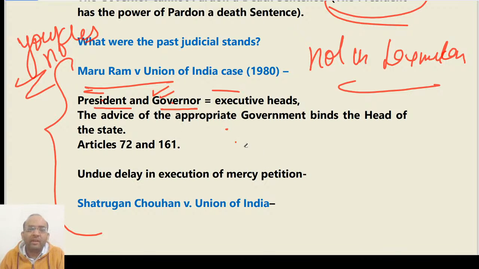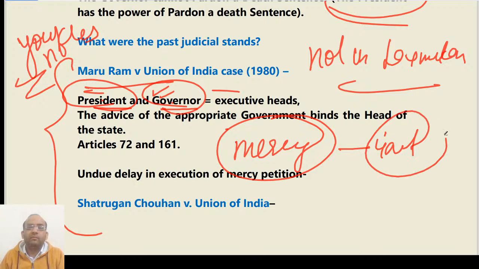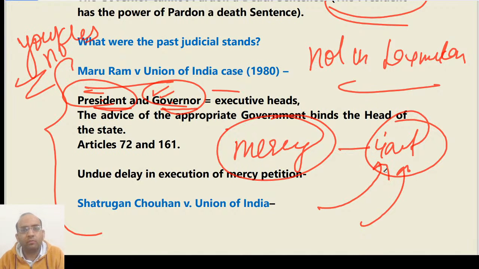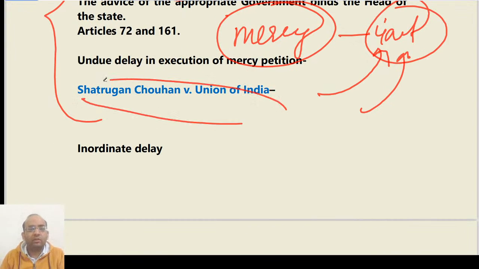So it means when you put your mercy petition, you are not putting it to the wisdom of the president or governor, or the mercy of the president and governor. You are putting your petition to the wisdom of the government of the day. Whichever party is ruling that government, you are on that party's discretion or choice whether you would get the pardon or not. Okay. Shatrughan Chauhan versus Union of India.